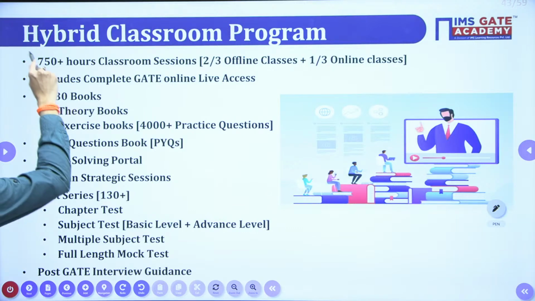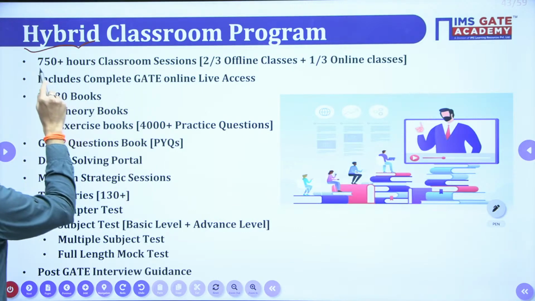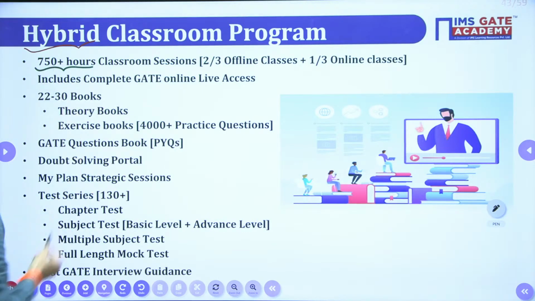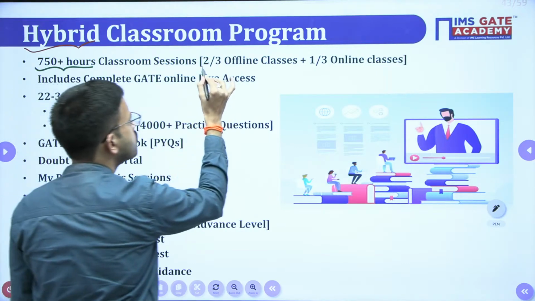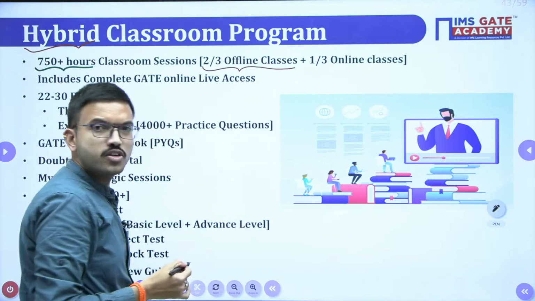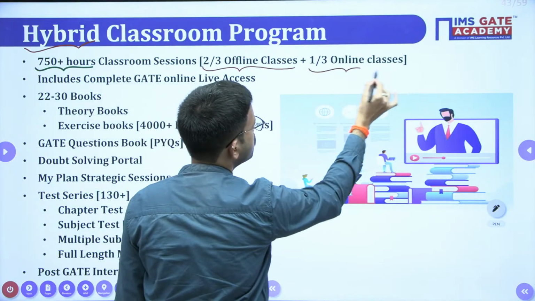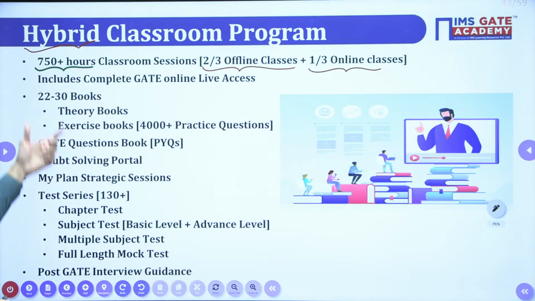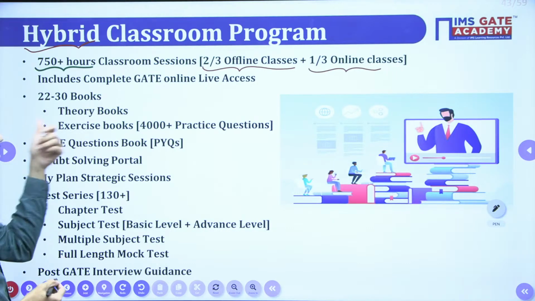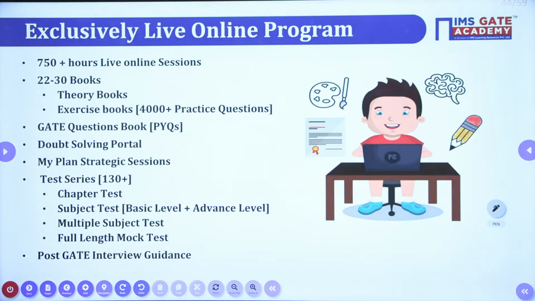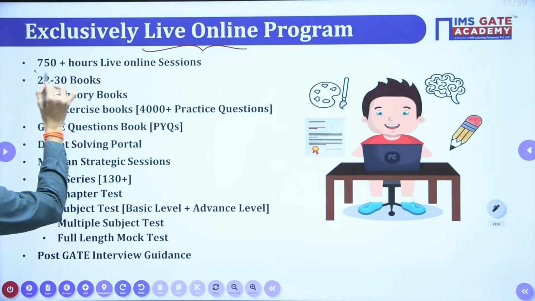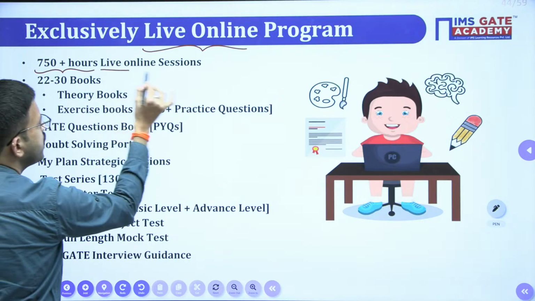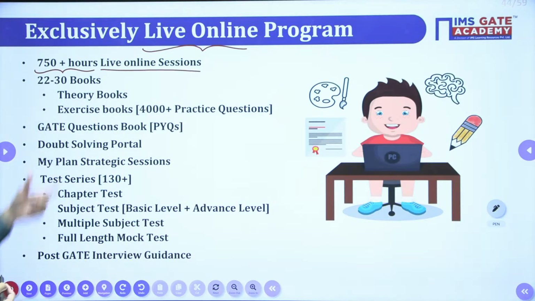And then regarding the hybrid classroom program, here the number of hours is the same, 750 plus hours. The only difference is 2/3 of the classes will go in the offline mode and 1/3 of the classes will go in the online mode. The rest of the features we have discussed earlier will remain the same. Whereas for the exclusively live online program, all the classes will be completely live online. The rest of the features will remain the same.